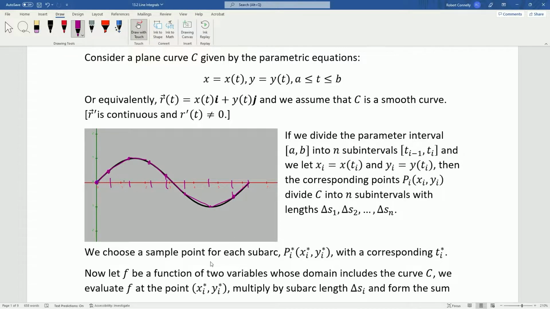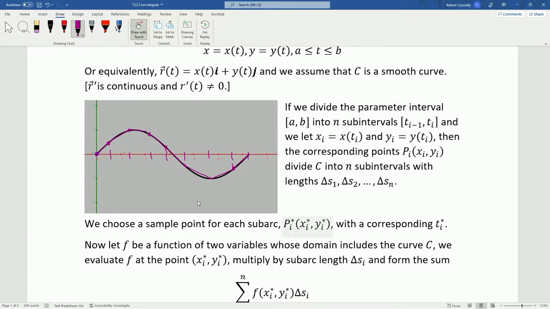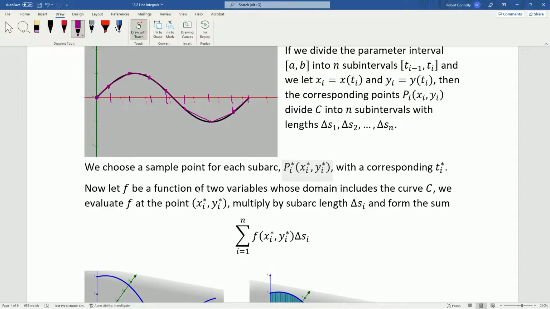Okay, so we choose a sample point for each subarc, P sub i star, with a corresponding t sub i star. And now we'll consider f to be a function of two variables whose domain includes the curve C. We evaluate f at the point x sub i star, y sub i star, and multiply by the subarc length, delta s sub i, to form the sum from i equals 1 to n of f of x sub i star, y sub i star, times delta s sub i.